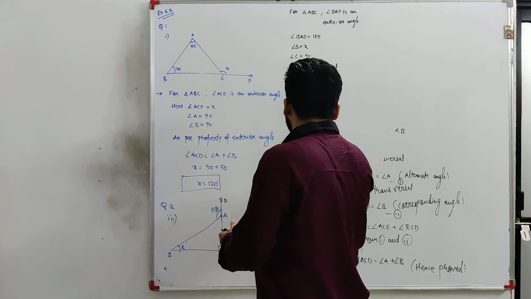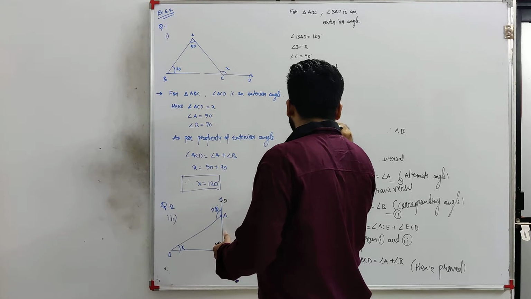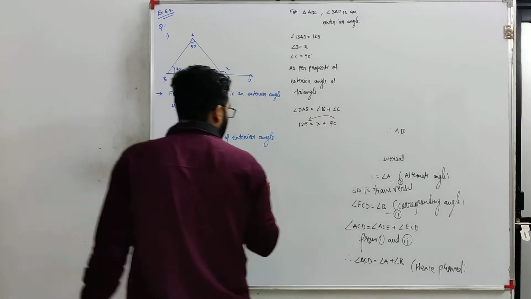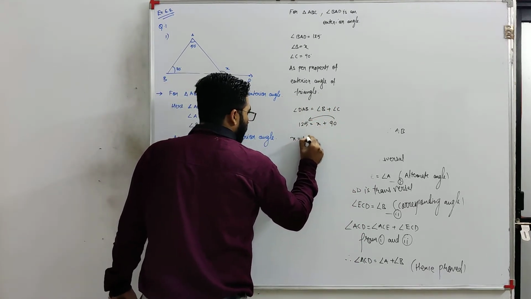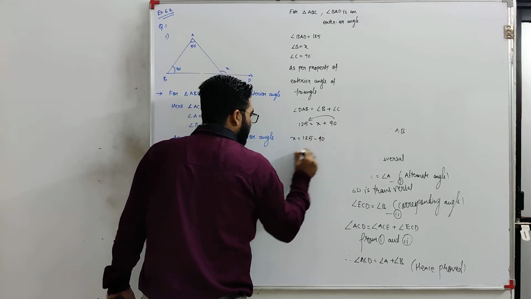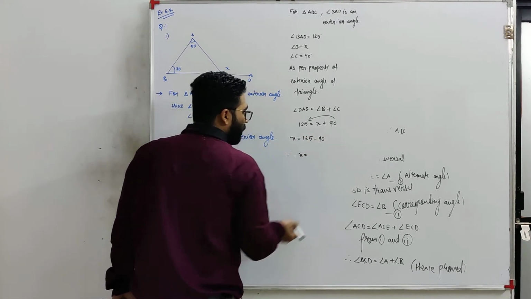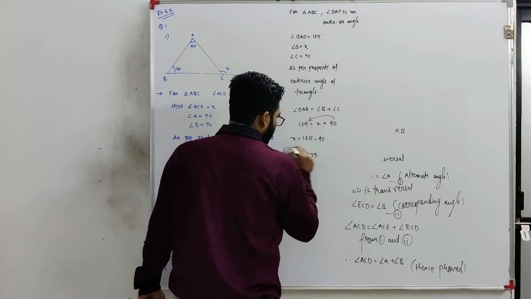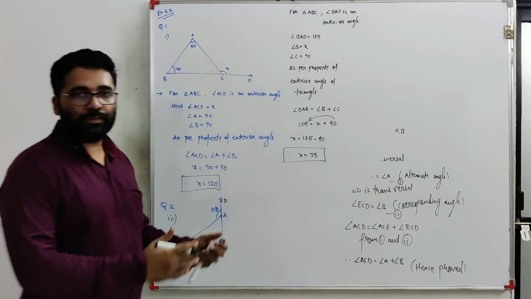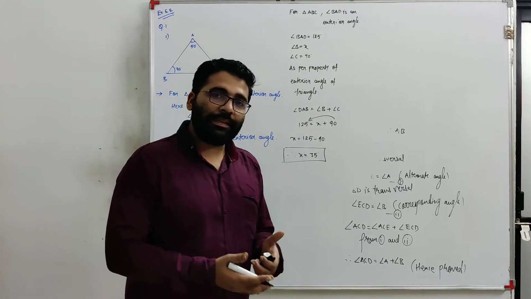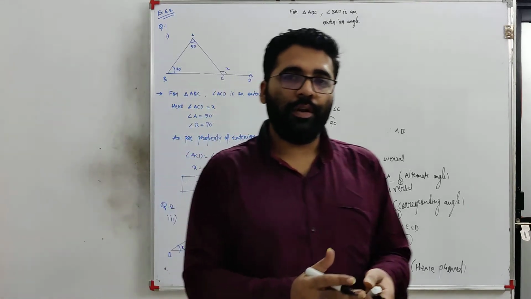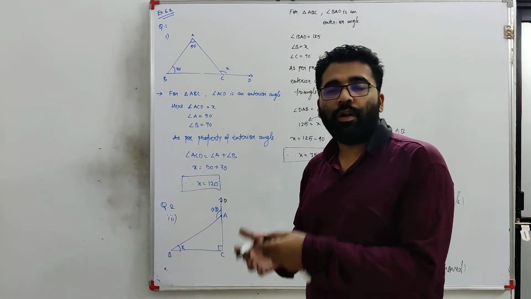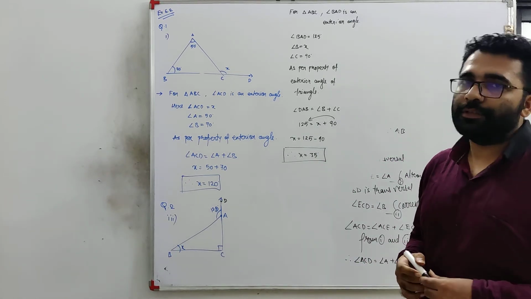Now, I put all the values. 125 is equal to x plus 90. So this 90 comes here, then x is equal to 125 minus 90. Therefore, x is equal to 35 degree. So this is my answer, and like this you have to solve. You need to solve all the questions this way.